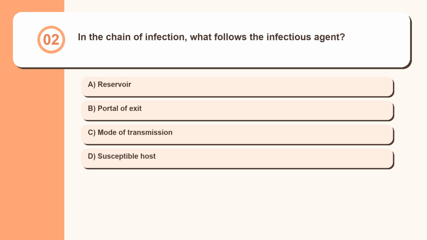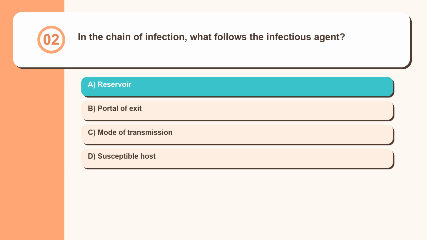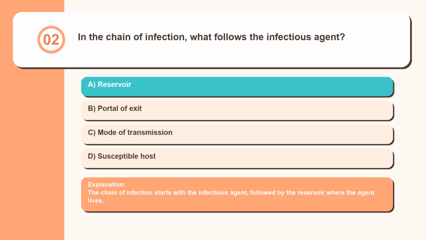Question 2. In the chain of infection, what follows the infectious agent? Reservoir, portal of exit, mode of transmission, susceptible host. The chain of infection starts with the infectious agent, followed by the reservoir where the agent lives.